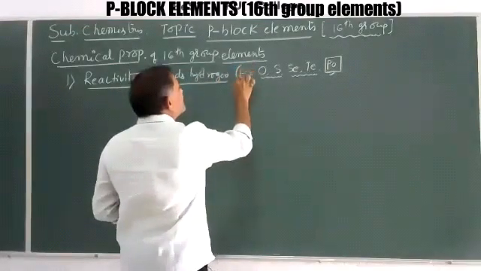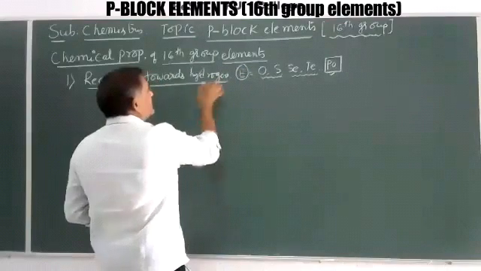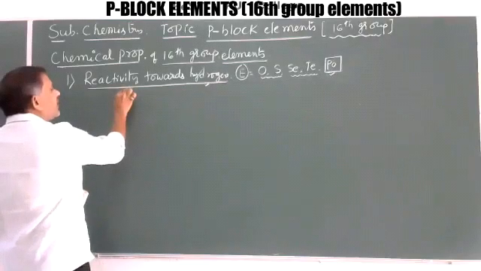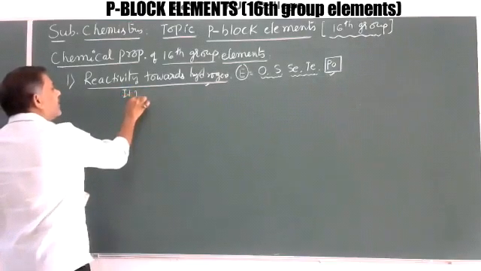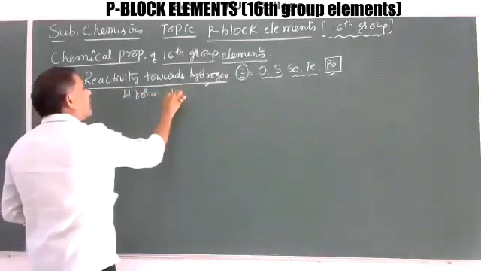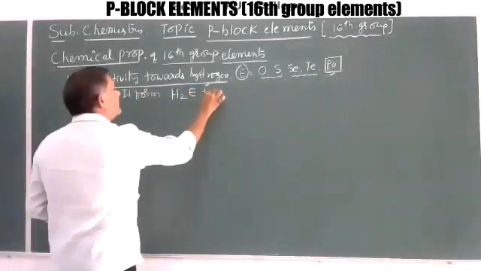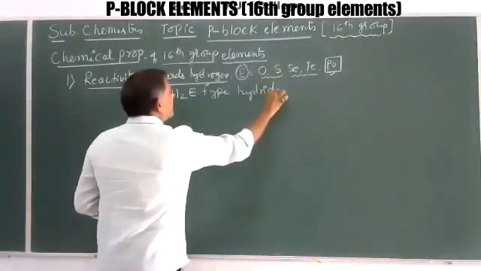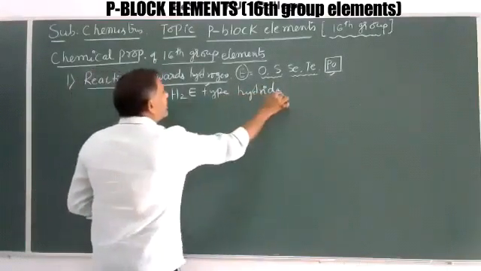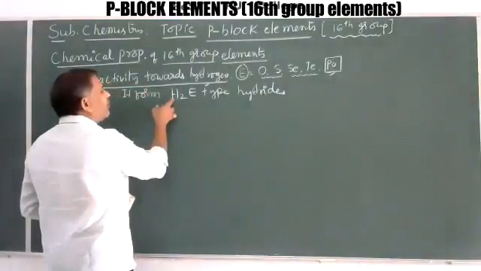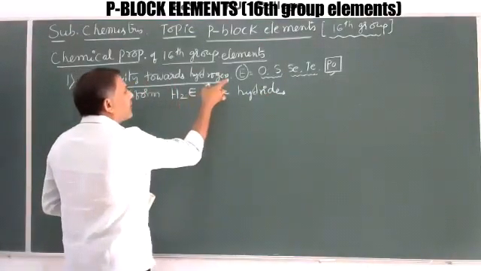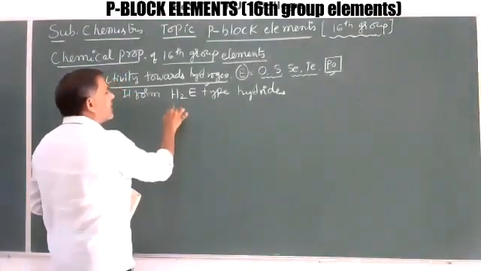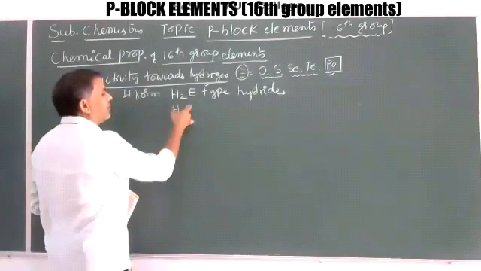These 16th group elements react with hydrogen. 16th group elements react with hydrogen and form H2E type hydrides. H2E type hydrides means hydrogen is common, and the element changes: oxygen, sulfur, selenium, tellurium, polonium. Now you get H2O.